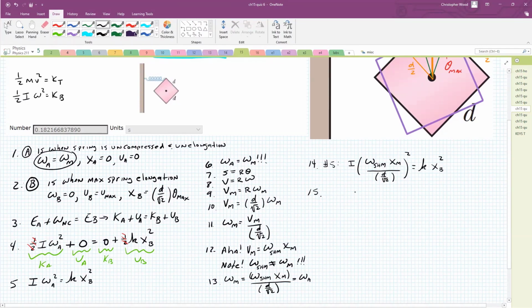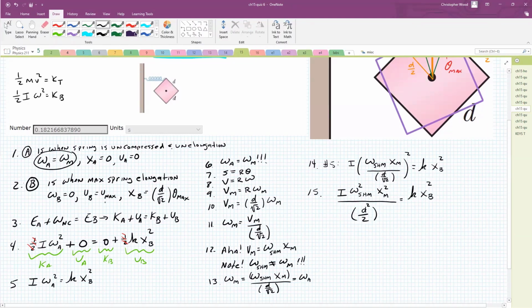Well, there will be some interesting points here. Let's see. So I have I omega SHM squared XM squared. That's my numerator. My denominator is going to be D squared over 2. All of that equals K XB squared.